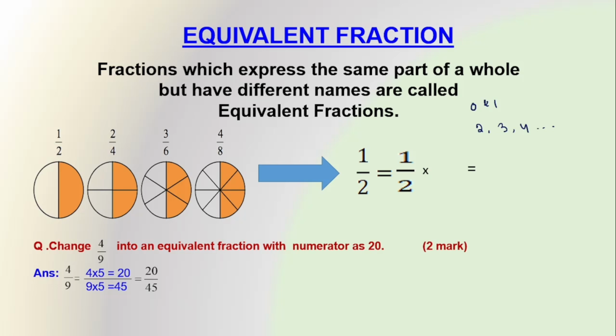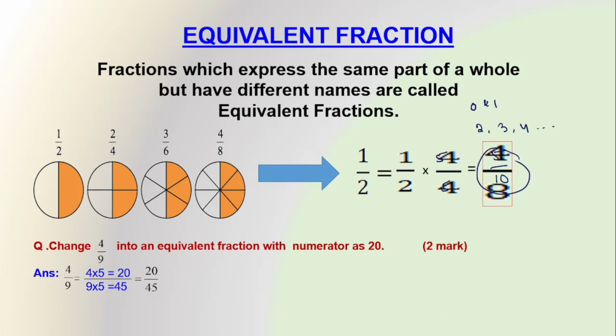Means suppose the question is 1 by 2. Suppose we multiply 1 by 2 with 5 and here also 5. So 1 times 5 is how much? 5. 2 times 5 is how much? 10. So 5 by 10 is an equivalent fraction of 1 by 2. Clear? So how many equivalent fractions can we find? Now remember, there are many equivalent fractions we can find. Clear?